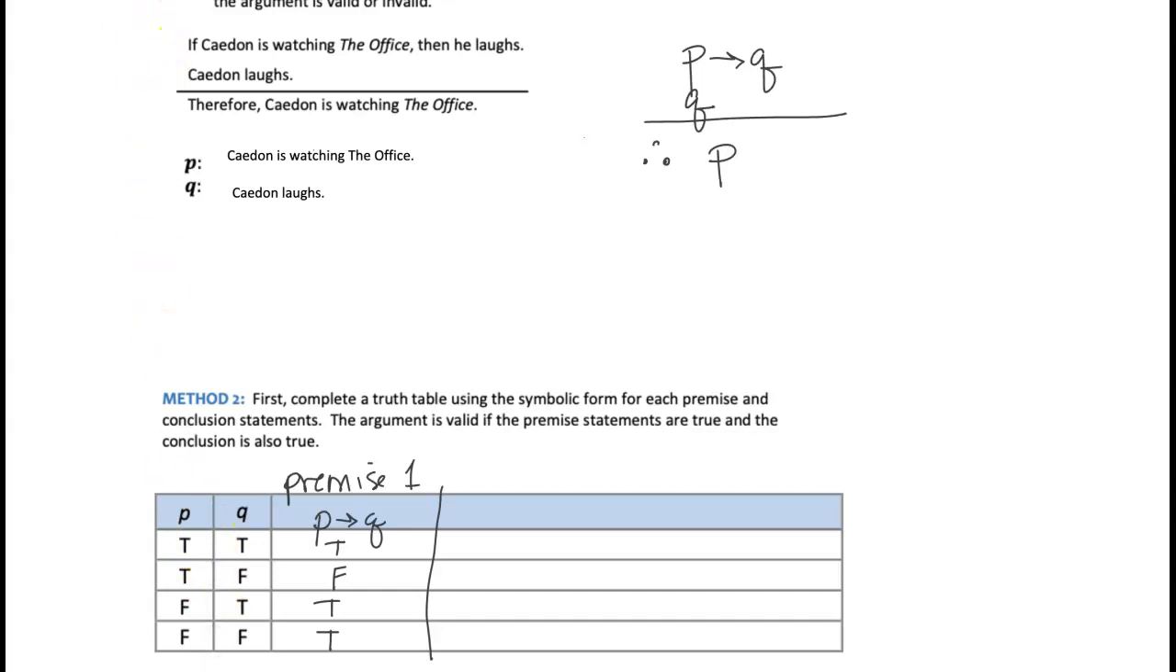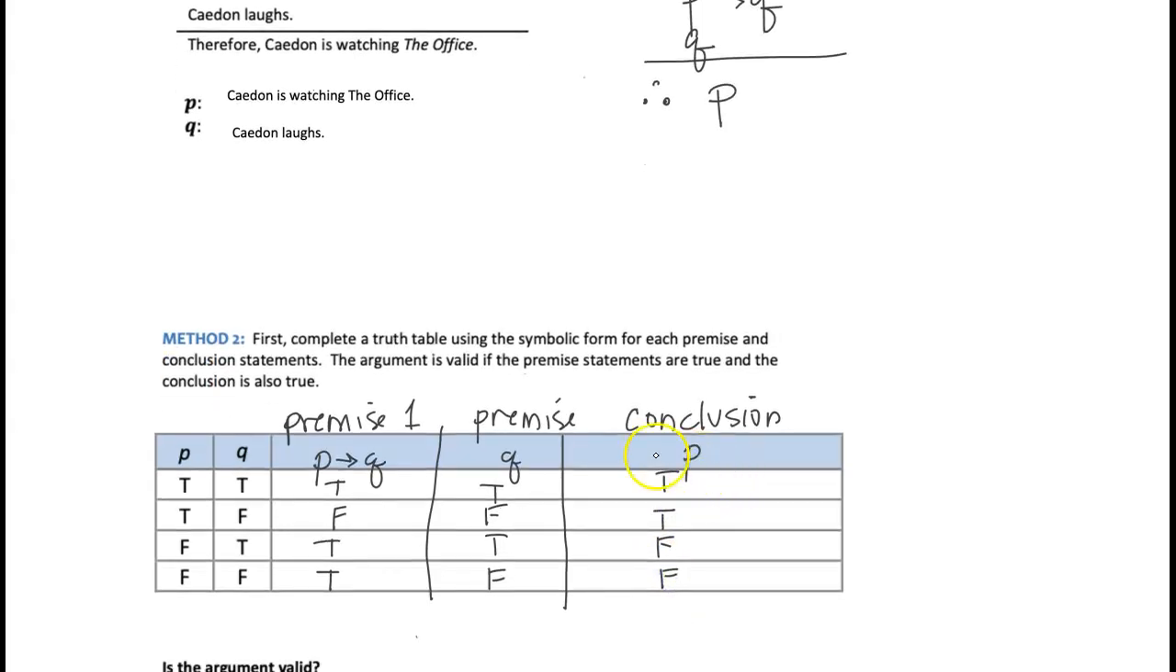Let's go ahead and write the second premise statement, which in this question is just statement Q. Q is true, false, true, false. The conclusion is the last part of method 2, and in this case it's just statement P and rewriting those truth values, true, true, false, false.